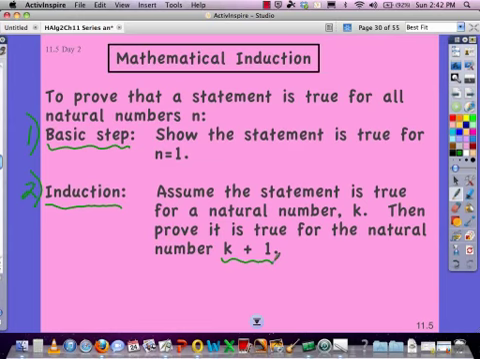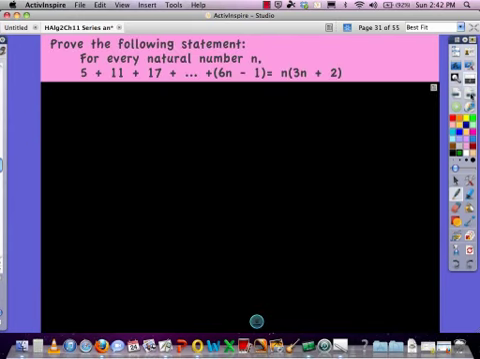All right, knowing that, we're going to try a couple, and then we're obviously in class going to share some too. So here we go. If we said, prove the following statement. For every natural number n, 5 plus 11 plus 17 plus etc., and we're generating these terms by nothing more than 6 times your natural number, subtract 1. So if you would have put a 1 into that, 1 times 6 was 6. 6 minus 1 is 5. So that's how we got the first term.